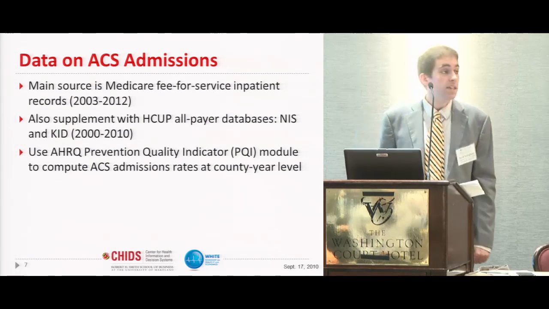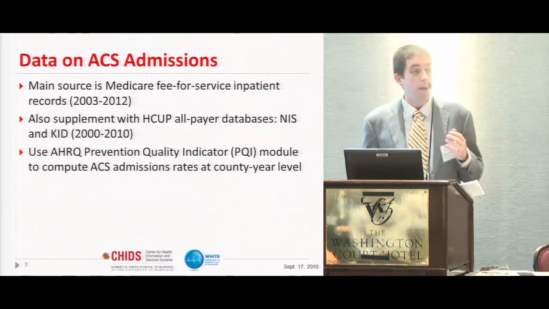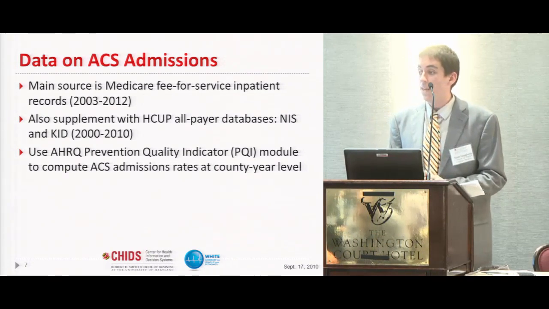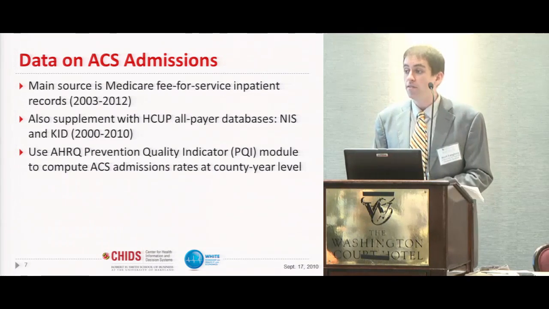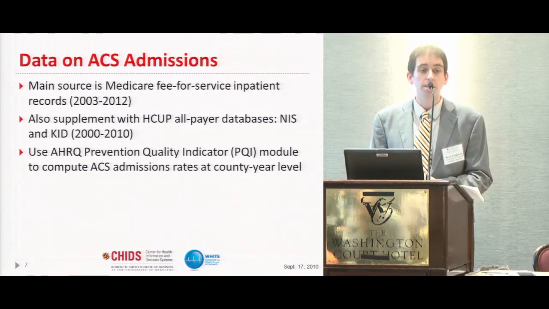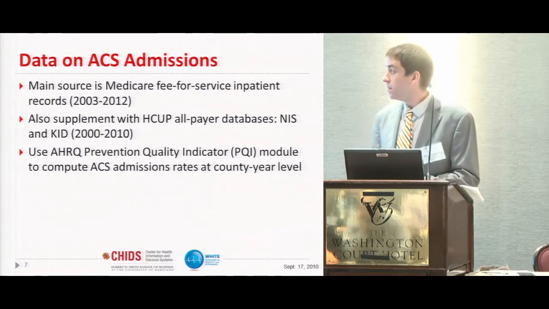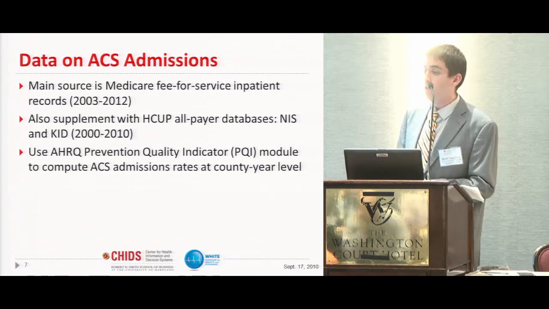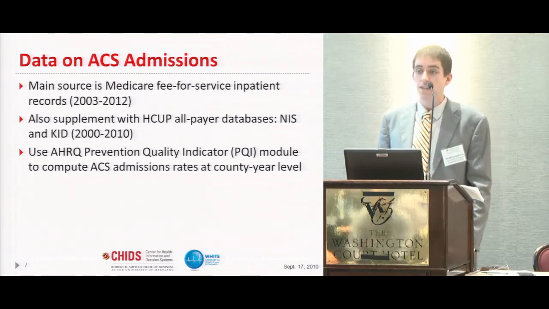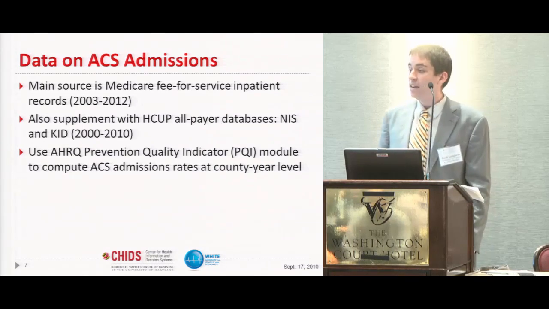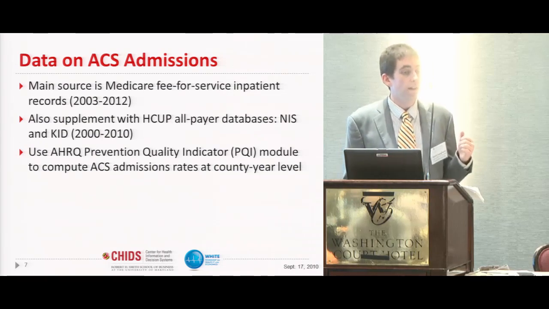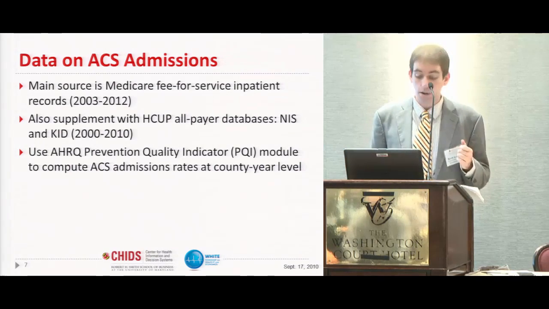Our data on ACS admissions, as I said, come primarily from the Medicare inpatient standard analytic file limited data set. This includes 100% of hospitalizations of Medicare beneficiaries between 2003 and 2012. We supplement it with data from the Nationwide Inpatient Sample and the CHIDS inpatient database between 2000 and 2010. And we identify ACS hospitalizations using the Prevention Quality Indicators module developed by AHRQ.